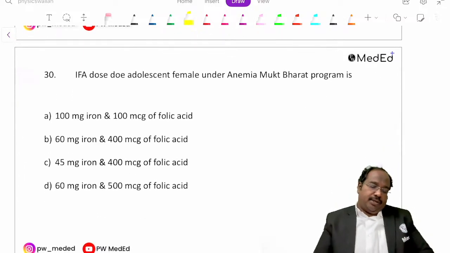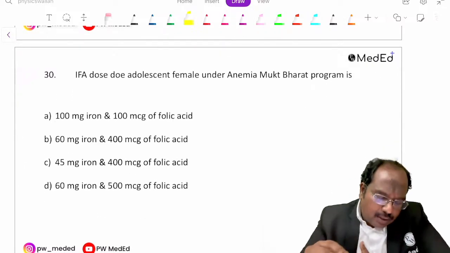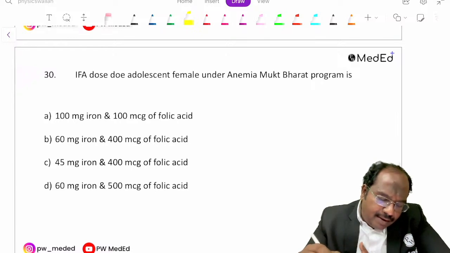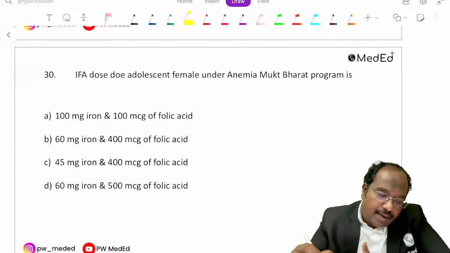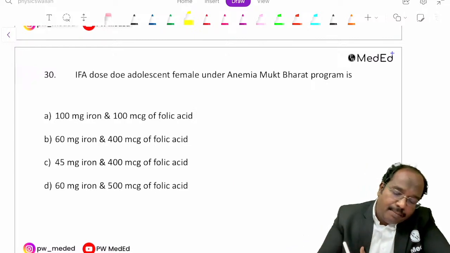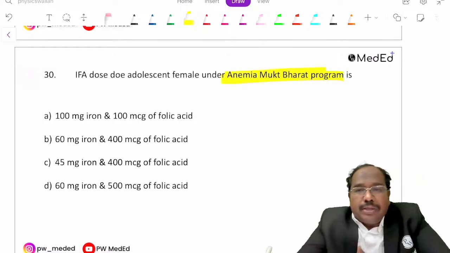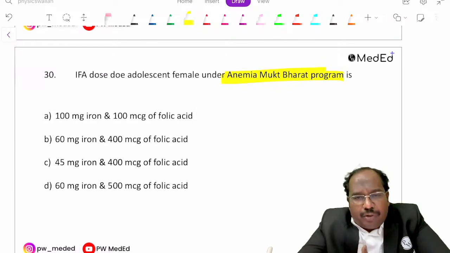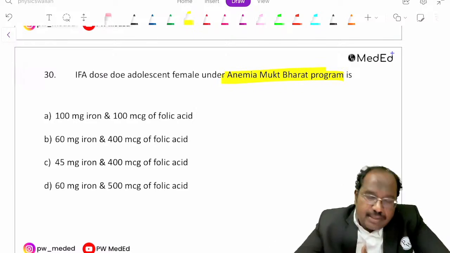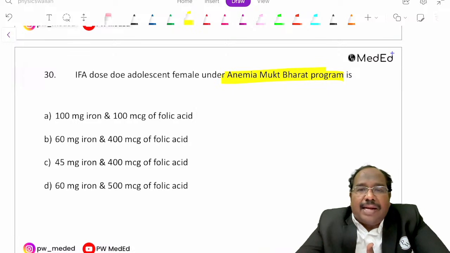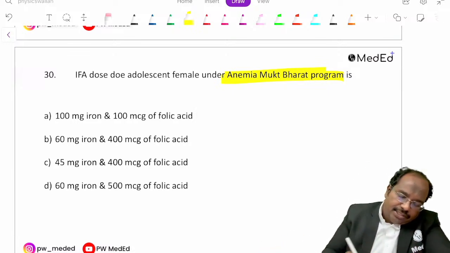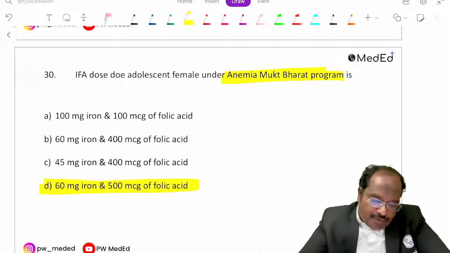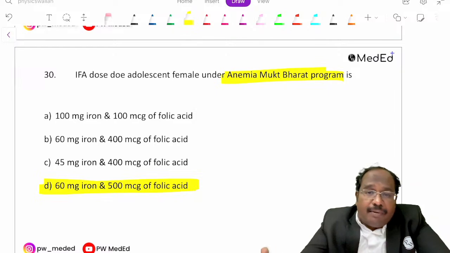Okay, next question. The iron folic acid dose for adolescent females under Anemia Mukt Bharat. So what is Anemia Mukt Bharat? Look here, we are giving prophylactic iron, guys. The answer for this question is, for adolescents only, 60 milligram of iron and 500 microgram of folic acid.